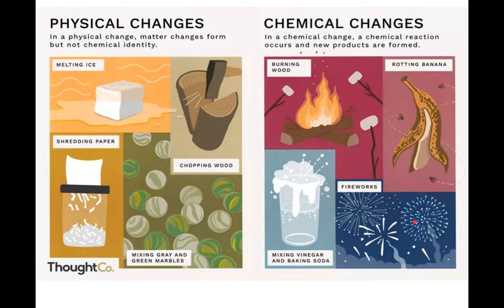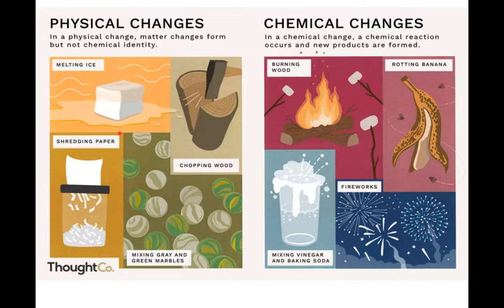Okay, so summing up, physical changes mean that matter changes form, but not chemical identity. By chemical identity, I mean what is the molecule? What do the molecules look like? So it changes form. It can change the size of the pieces, if you bend it, if you flatten it, things like that, that's a physical change. Also state changes, like going from solid to liquid, liquid to gas, gas to solid, anything like that.